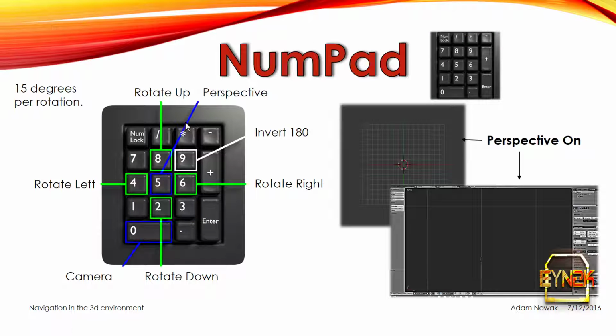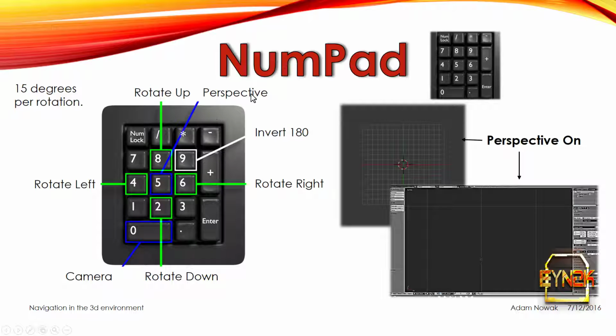We can also rotate the viewport by clicking 8 for up and 2 for down. 4 is left and 6 is right. Each rotation will give us 15 degrees per rotation, 24 rotations in a full 360 degrees to get back to its original point. Or we can press 9 to invert the rotation.